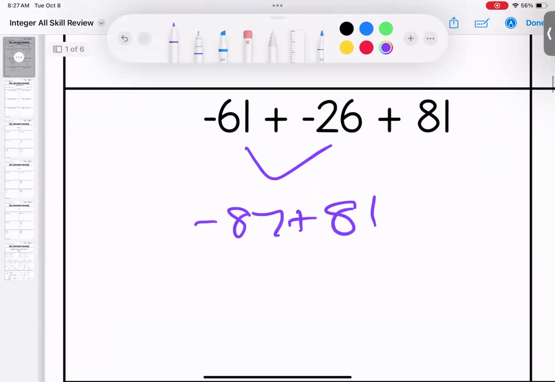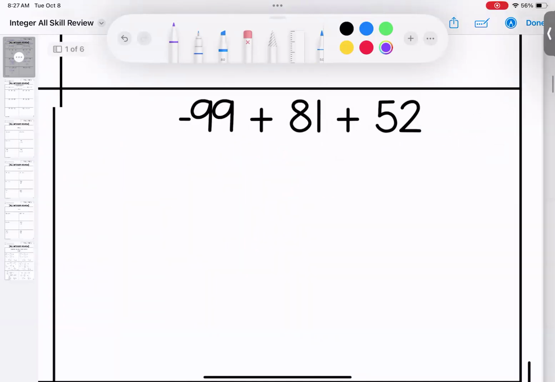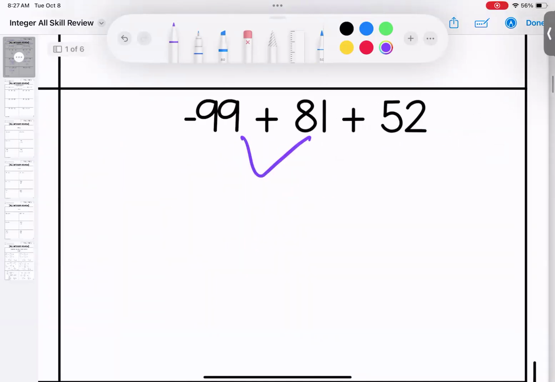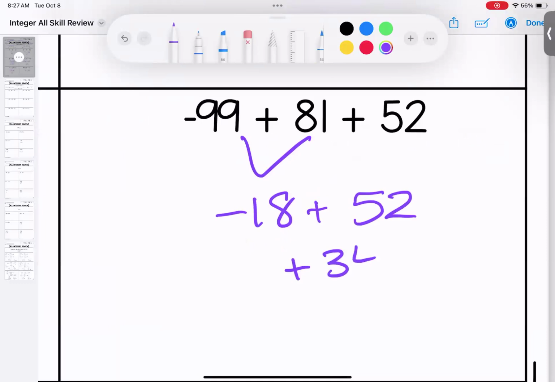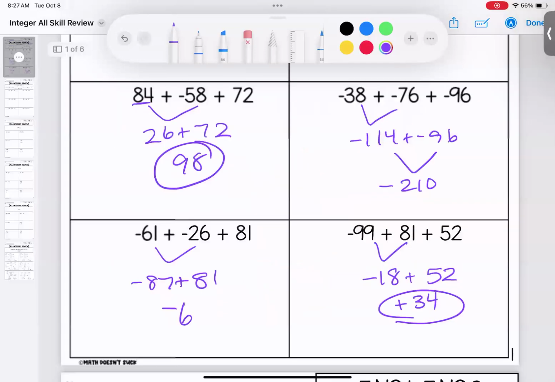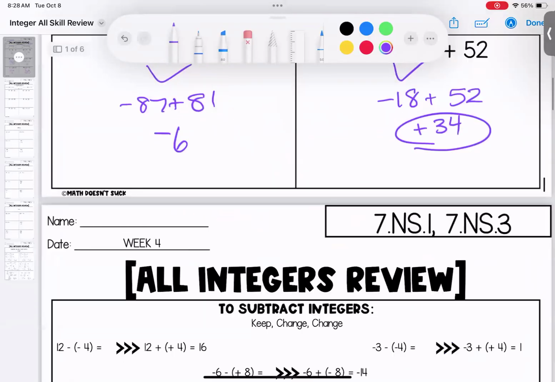Opposites subtract. 87 minus 81 is 6. 6 is negative because the larger number is negative. Opposites subtract. Again, bigger number always going on the top, so that you are borrowing. Positive 34. Any questions on this first page? Go ahead and bring it with you to class.